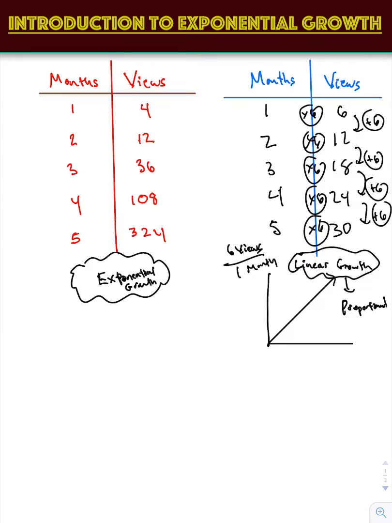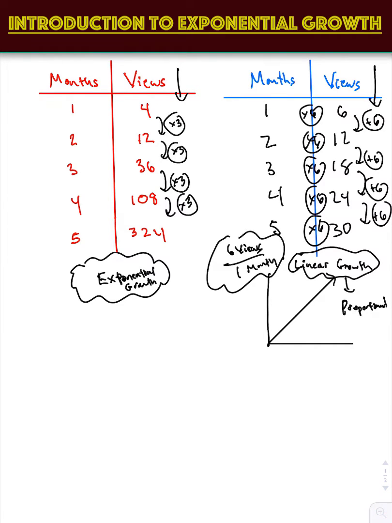On the right side, I'm adding 6 to go from one to the other to keep it proportional. Here, we are multiplying by 3 every time, which changes everything. There is still a relationship present. There's still an association or a correlation present, but it's totally different. With linear growth, again, we're adding 6 for every month, or the unit rate is constant. It's going to be another 6 views for every 1 month that we add.